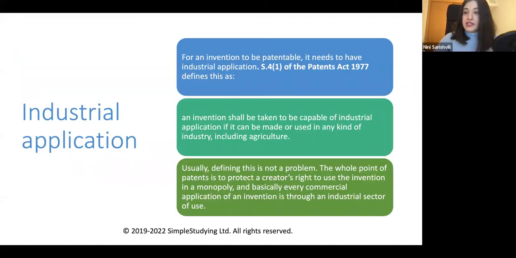Industrial application is set out in section 4. An invention shall be taken to be capable of industrial application if it can be made or used in any kind of industry, including agriculture, which basically means that it has to be capable of commercial application.